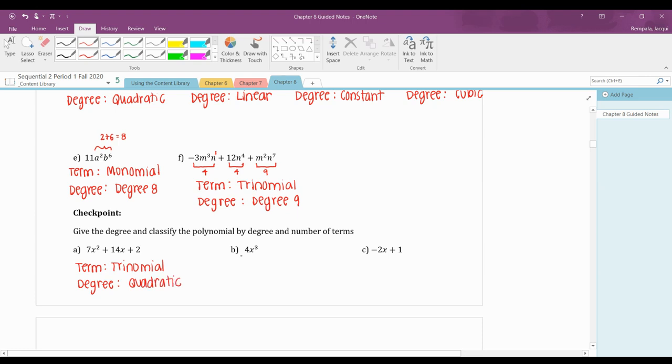Part B, 4x to the third. I see no addition or subtraction signs. It's one term. That's a monomial. So looking at the x, it has degree 3, and so that would be a cubic. And in the last one, I see 2 different terms. That would make it a binomial. I see that there is only one variable. Its exponent is a 1, and that makes it linear.